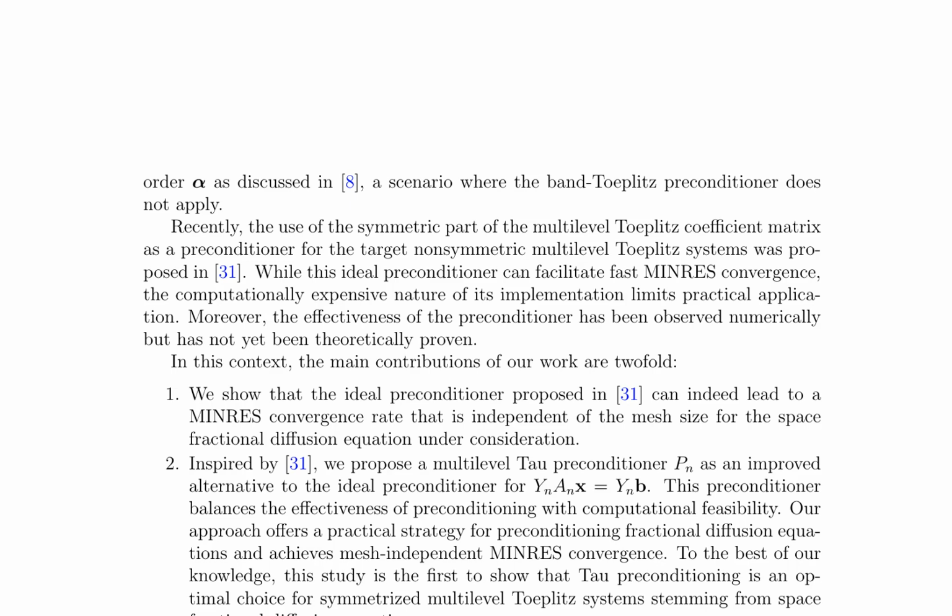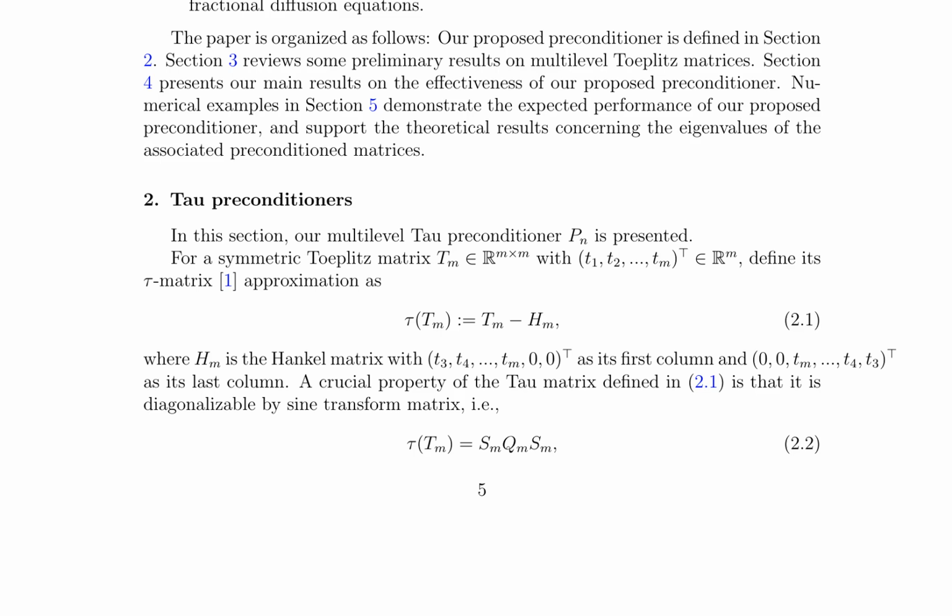Firstly, they prove that the ideal preconditioner can indeed lead to a MINRES convergence rate independent of the mesh size. Secondly, they propose a novel multi-level Tau preconditioner, denoted as P_N, as an improved alternative to the ideal preconditioner. This preconditioner balances effectiveness with computational feasibility, offering a practical strategy for preconditioning fractional diffusion equations and achieving mesh-independent MINRES convergence.